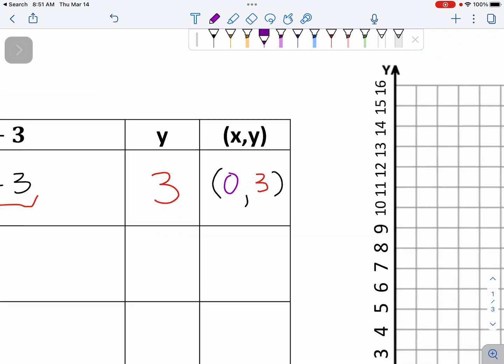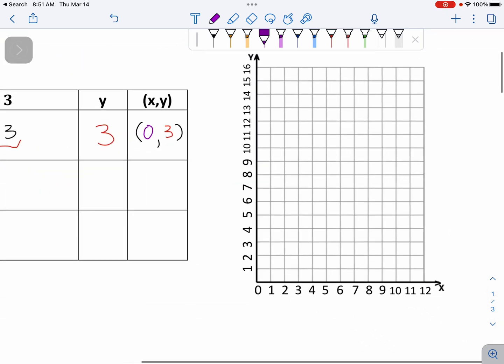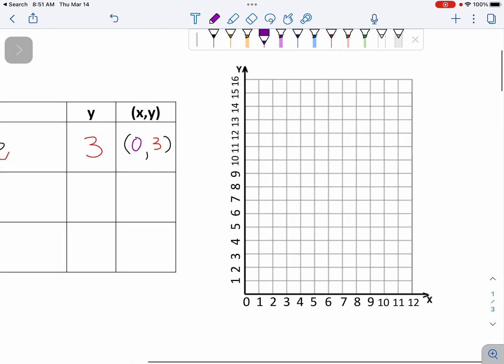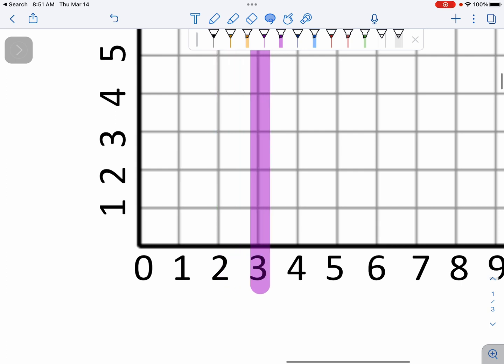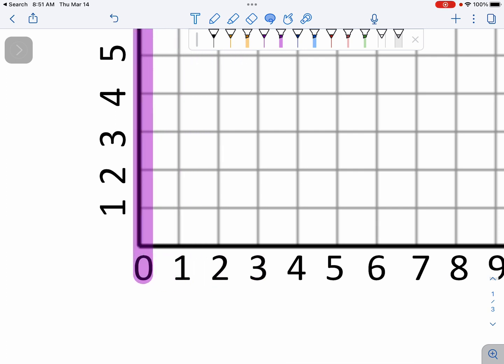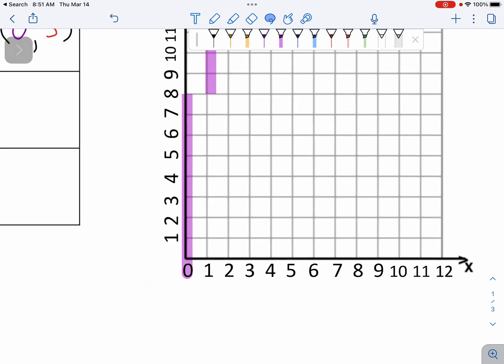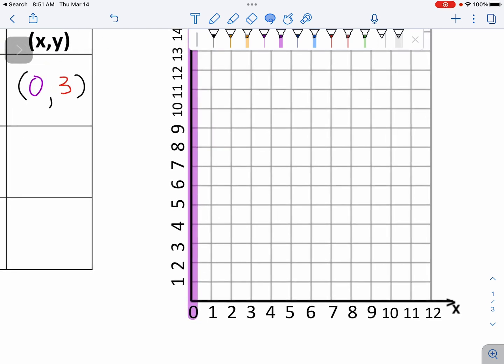I'm going to graph this point. I'm going to find where x is 0. That is this line going straight up and down. If I move that over 1, do you see that there's where x is 1, because there's the 1 on the bottom? And then x is 2, x is 3. So this purple line is x is 0. And we need y to be a value of 3.